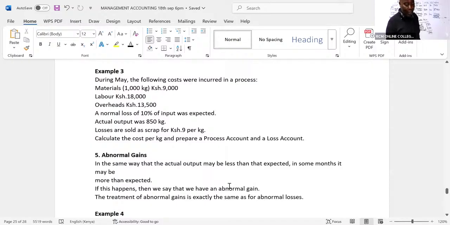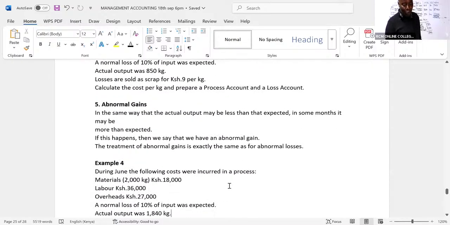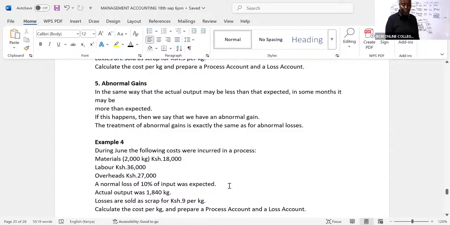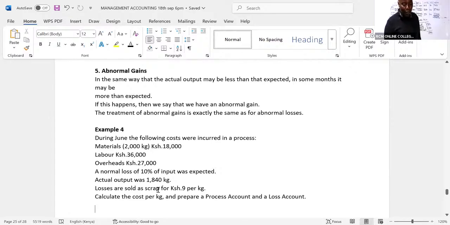So I will go to example number 4 before I start looking at your past papers, ladies and gentlemen. Example number 4: during June, the following costs were incurred in a process. Materials 18,000, labor cost 36,000, overheads 27,000. A normal loss of 10% of input was expected. The actual output here was 1,840. Losses are sold as scrap for 9 per kilogram. They want me to calculate the cost per kilogram and prepare a process account, and actually it's supposed to be an abnormal gain account.